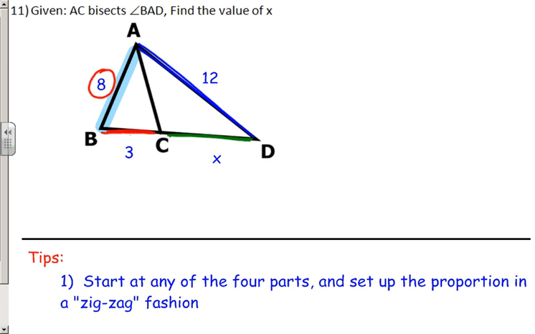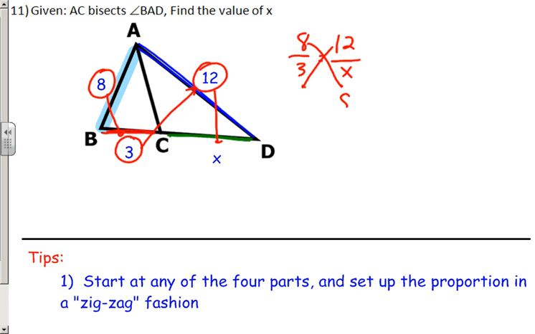Okay, I'm going to start with the 8. I can go anywhere. I'm going to go to the 3. 8 over 3. Then I've got to set it up, like I said, in a zigzag fashion and go 12 over x. So 8 is to 3 as 12 is to x. If you set it up in the zigzag fashion, you get 8x equals 36. 36 divided by 8 is 4.5. Again, divide both sides by 8. x equals 4.5.